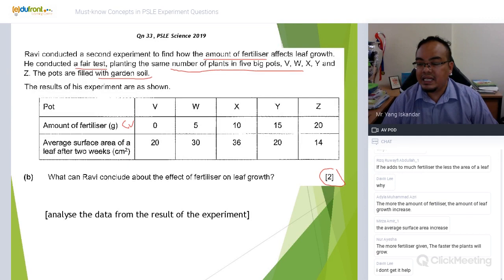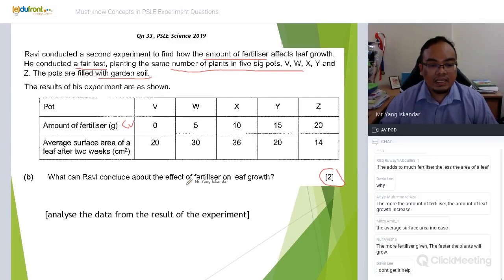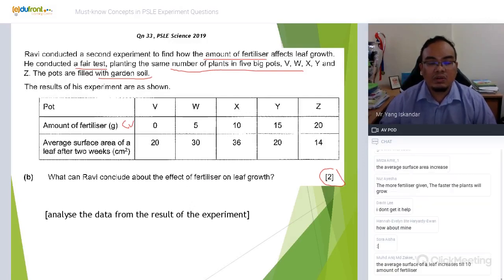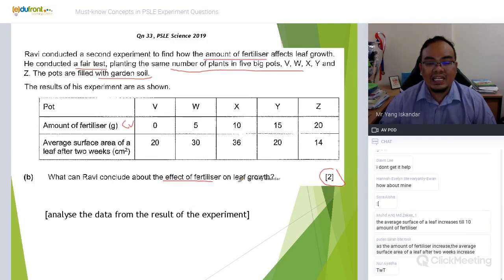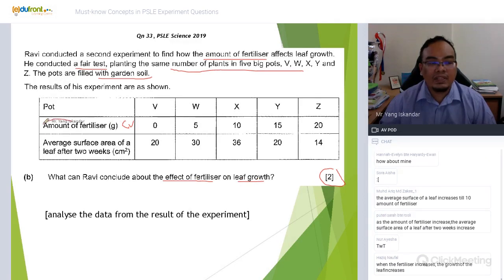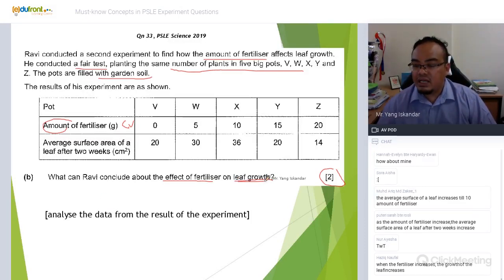You say the more fertilizer, the faster the plant grows. They never ask you that, they ask you about the leaf growth. Please take note. Okay, these are the 2 variables that they ask you to compare: the effects of fertilizers and the leaf growth, meaning the amount of fertilizer. So you need to compare, number 1, how does the amount of fertilizer affect the leaf growth?